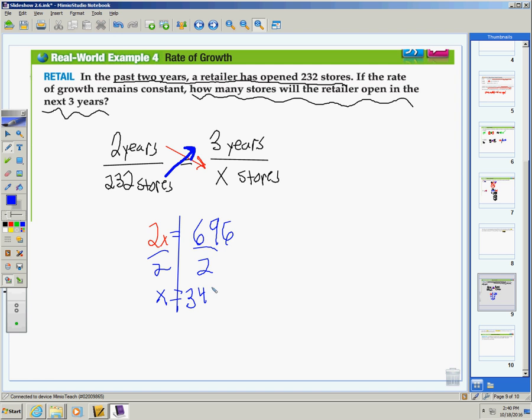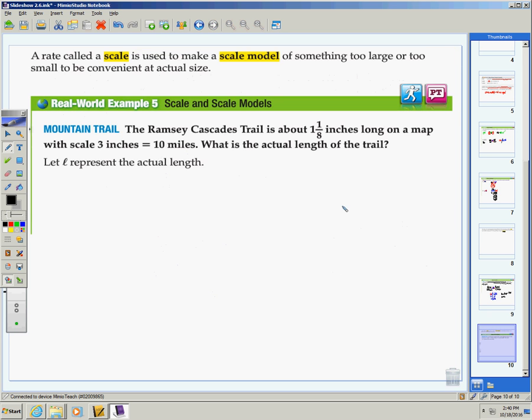So how many stores will he open in the next 3 years? He will open 348 stores. Okay, pretty easy. The rate remained constant, so we just set up a proportion. Looking at our next one, we've got a scale model, and I know some of you have done these before.